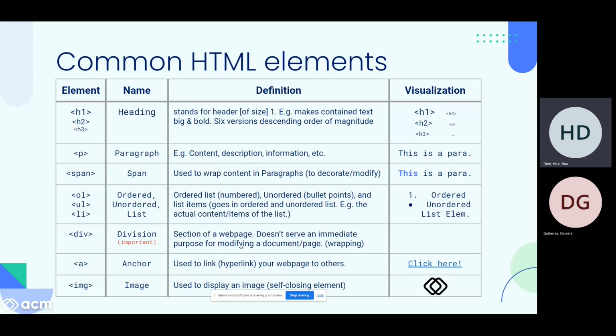Next is the anchor tag. This is used for links. And then the image tag is used for images. And you can kind of see it here.